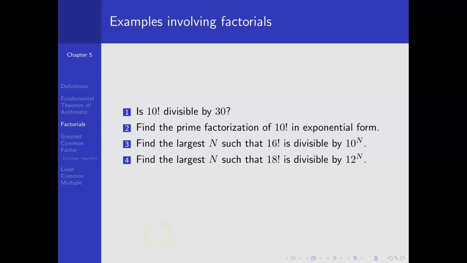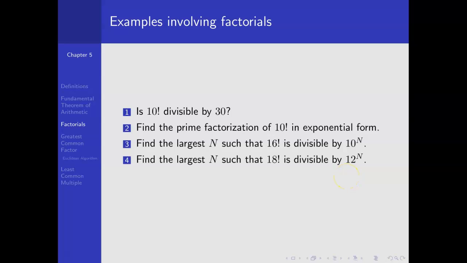So next we're going to do some examples involving factorials. And remember, we are still thinking about primes and divisibility and those sorts of things. So we're going to look at whether 10 factorial is divisible by 30. We're going to find the prime factorization of 10 factorial in exponential form. We're going to find the largest n such that 16 factorial is divisible by 10 to the n, and then the largest n so that 18 factorial is divisible by 12 to the n.